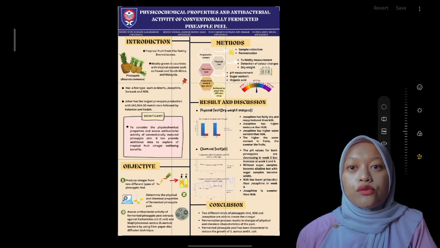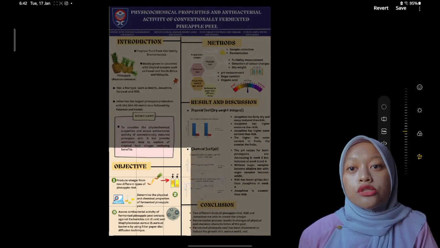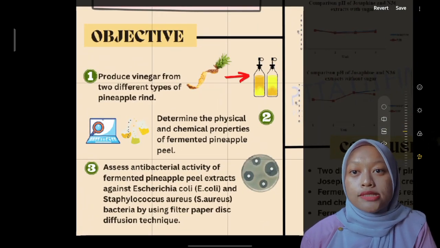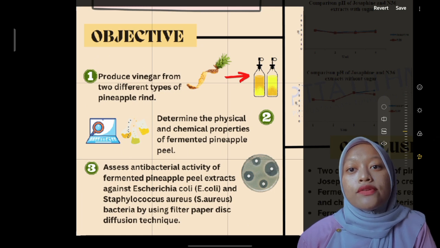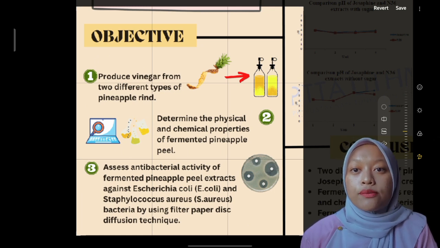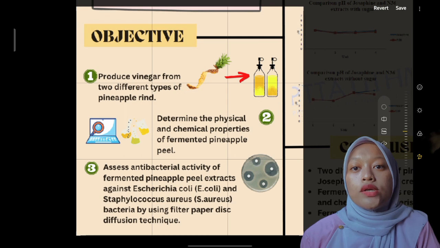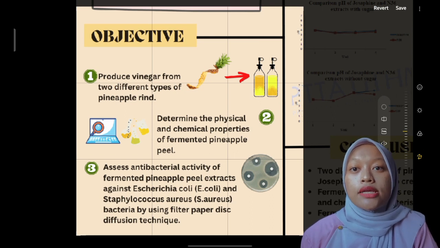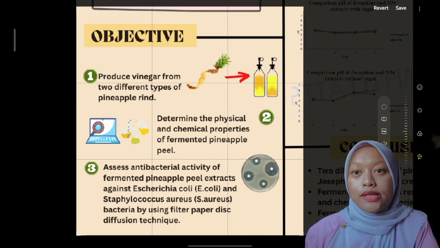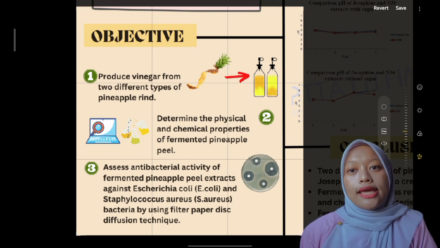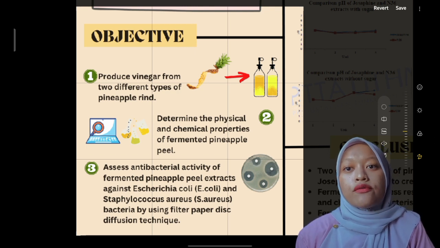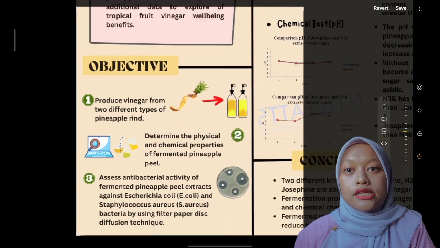There are three objectives to be achieved, which is first to produce vinegar from two different types of pineapple skin. The second is to determine the physical and chemical properties of the fermented pineapple peel. And the third, which is the last, is to assess antibacterial activity of fermented pineapple peel extract against E. coli and S. aureus bacteria by using filter paper disc diffusion technique.